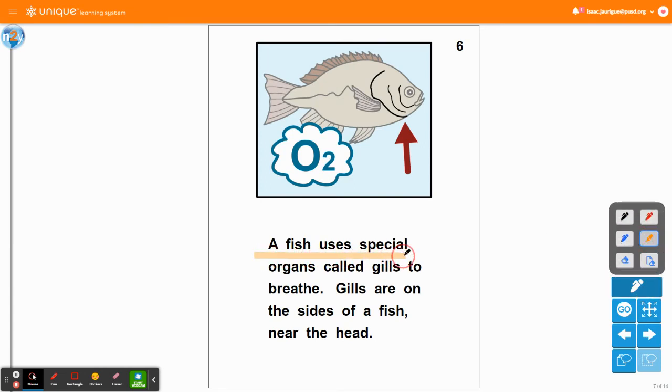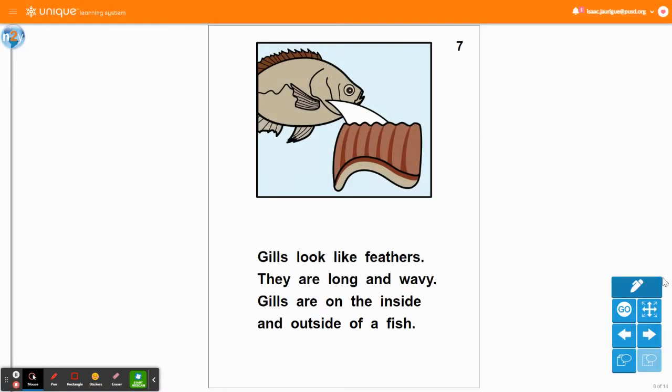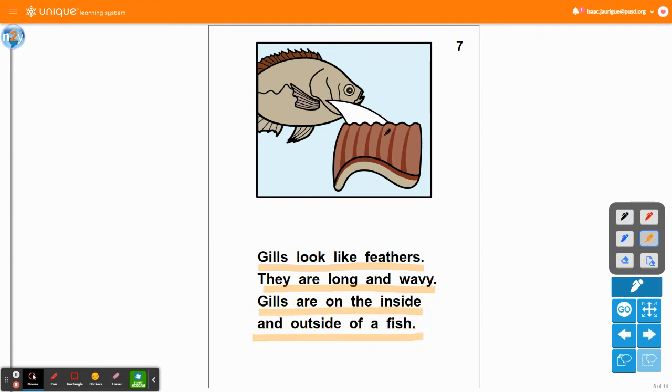A fish uses special organs called gills. Gills are on the sides of a fish near the head. What does a fish use to breathe? Gills. A fish uses gills. Gills look like feathers. They are long and wavy. Gills are on the inside and outside of a fish.